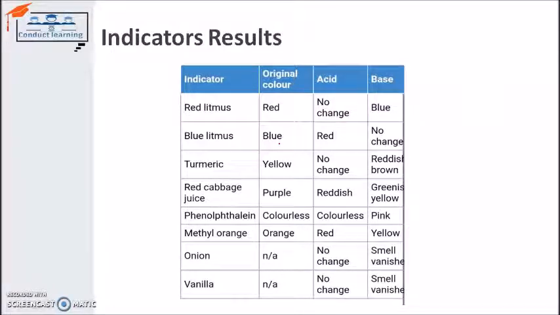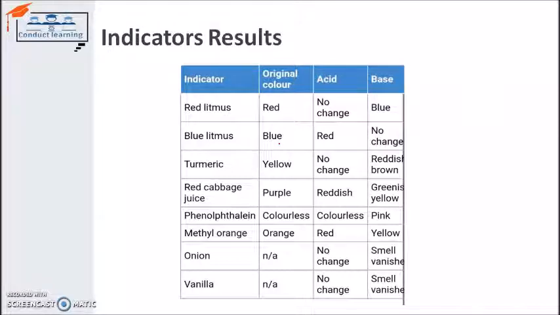Turmeric is basically yellow in color. When put in an acidic solution, it stays yellow, no change. But when put in a base solution, it changes to a reddish brown color. Another is red cabbage juice. The original color of red cabbage juice is purple. When an acidic solution is there, it changes its color to reddish, and when a base solution is there, it changes to greenish yellow.